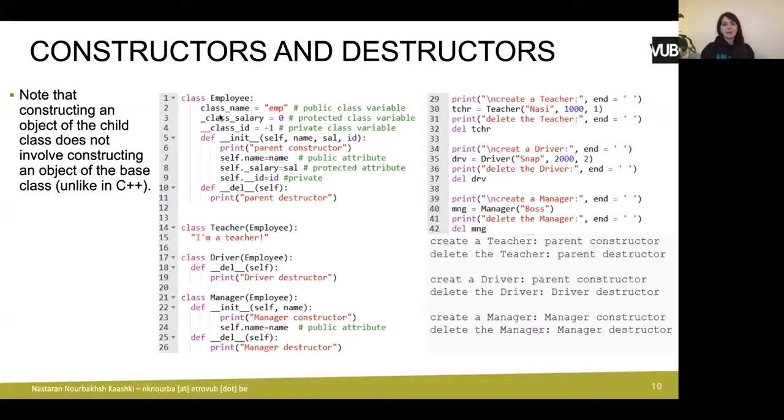But just look at this. This is an employee. This is a class, and it has some class variables. It has a constructor, and inside that constructor, it has some instance variables. It has a destructor as well here. Inside the constructor of this class, I'm printing this message, and inside the destructor of this class, I'm printing this message. I have another class which is inheriting this class. I have also another class.